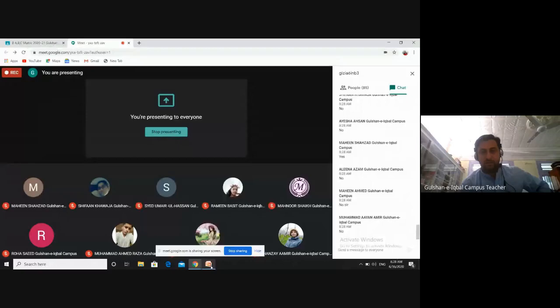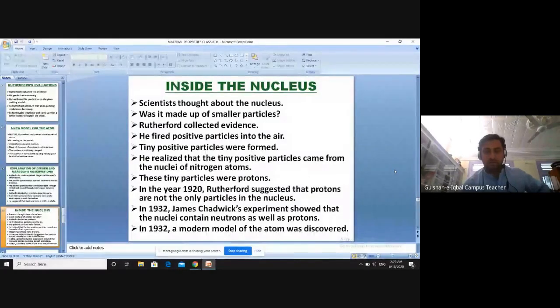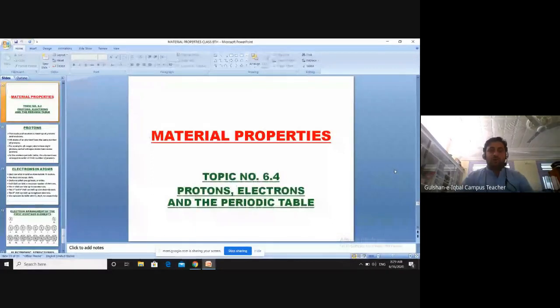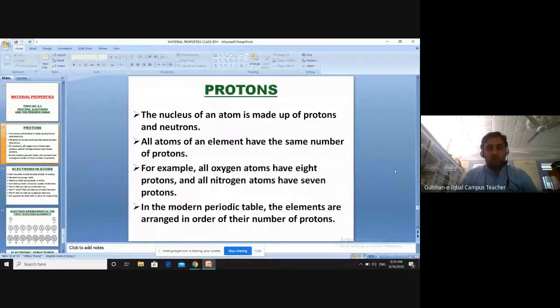Okay, done. We have a little bit of time, so we can study one more topic as well. Now, material property, topic number 6.4: protons, electrons, and the periodic table. With the help of protons and electrons, we present the periodic table in which the elements are placed. A lot of elements which we have discovered in chemistry are present in the periodic table. So let's discuss protons.